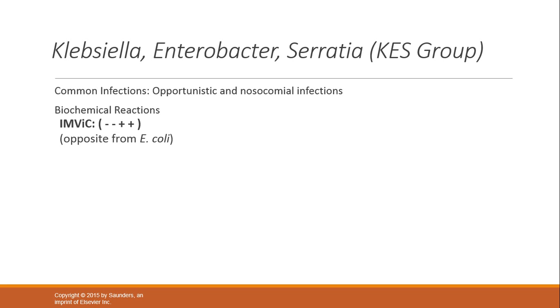Good. So its biochemical reactions, I remember it's opposite from E. coli. So its IMVIC is negative, negative, positive, positive. Okay? And one easy way to remember that, notice Enterobacter is very similar to E. coli. The name. They both start with E. For some reason, I always got E. coli and Enterobacter confused. So I try to remember that Enterobacter is opposite from E. coli. So if I can remember that E. coli is positive, positive, negative, negative, then I can remember that the KISS group is opposite. Okay?